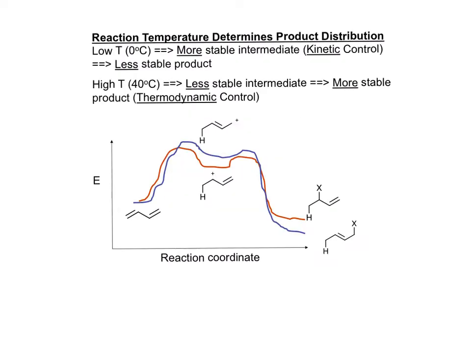Two allylic carbocation intermediates are formed. So at low temperature, the more stable carbocation intermediate forms, and that will produce the less stable product. At high temperature, the less stable allylic carbocation forms, but that will produce the more stable product.